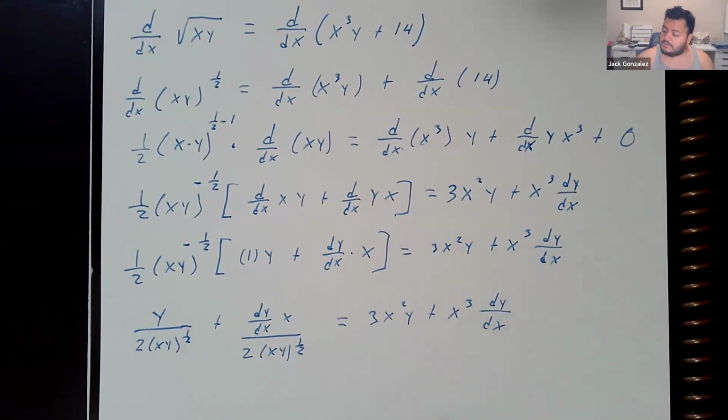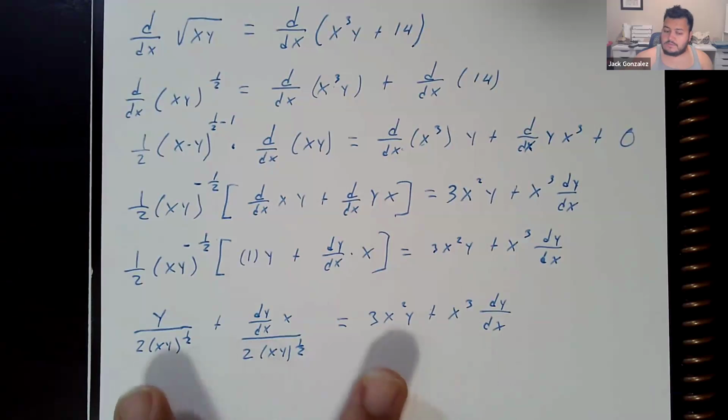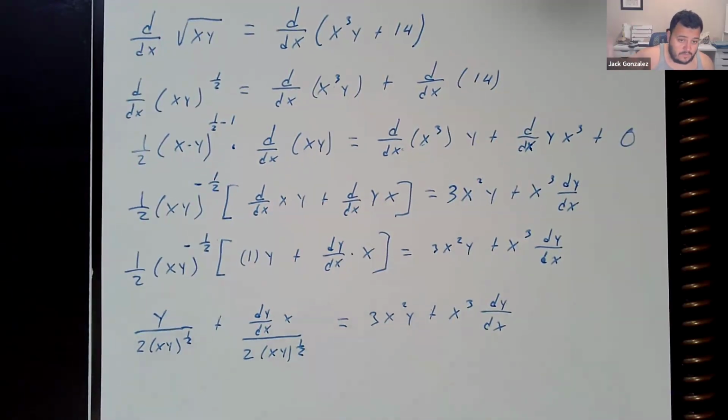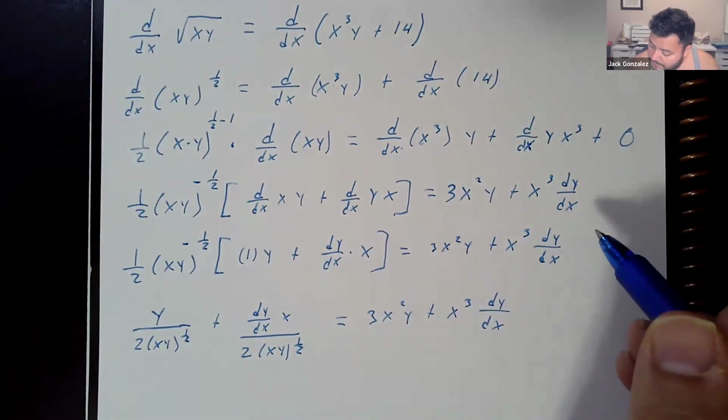So I'm going to get these two on one side and these two on the other side, because I need to solve for dy/dx, right? That was the whole goal. I put that as step 2. Dang it. Oh well.